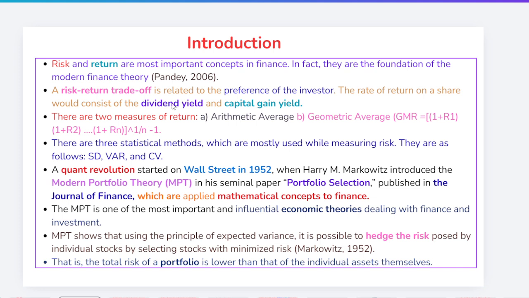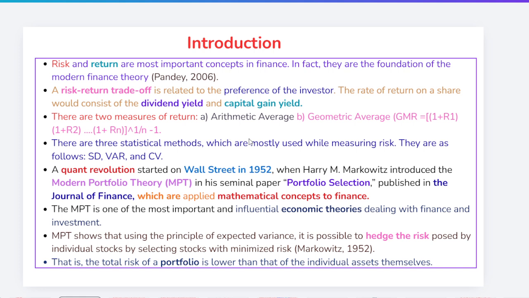Dividend yield is the ending price Pt divided by Pt minus 1, while capital gain means Pt minus 1 divided by Pt minus 1. That means there might be returns. Simply you need to understand here that the return could be positive or negative, and return could be measured as an arithmetic average or a geometric average. This is the geometric mean return: 1 plus r1, 1 plus r2 up to 1 plus rn, whole to the power 1 by n, minus 1.